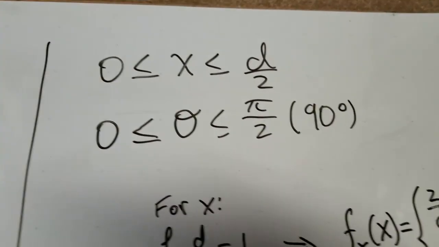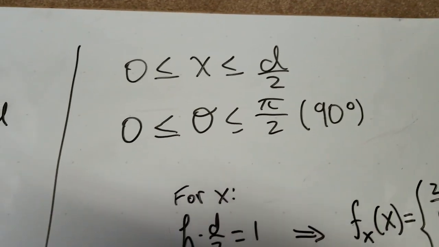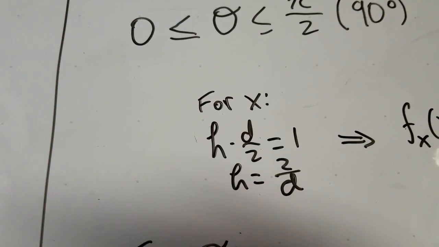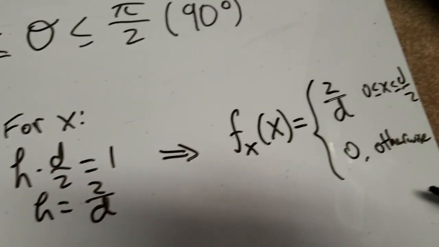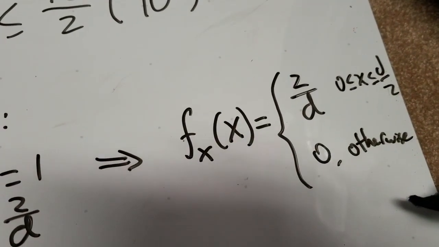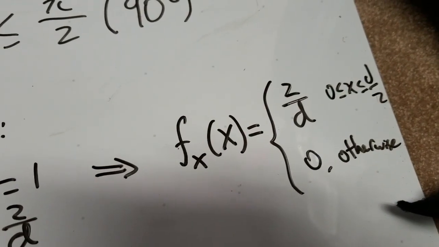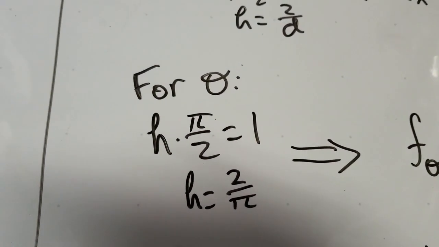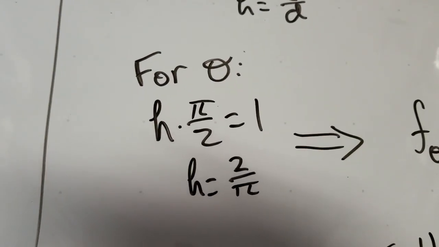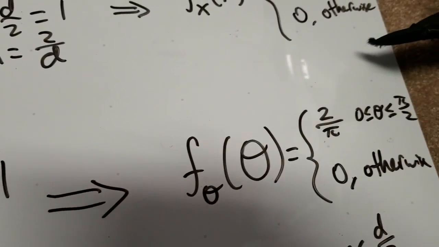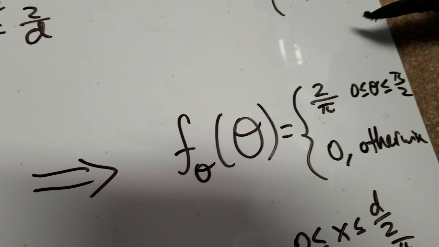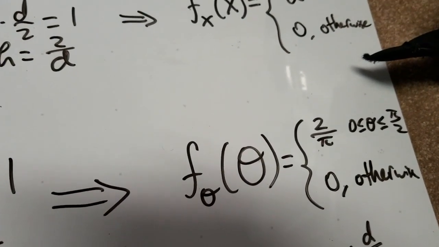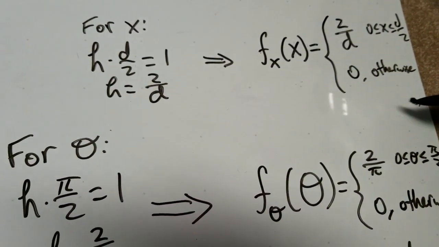And so in my example from the uniform PDF, we have to find h for both. So for x, we have h times d over 2 equals 1, therefore h equals 2 over d. So the PDF is 2 over d for where x exists and 0 otherwise. And then for theta, the same thing, pi over 2 times h equals 1, h equals 2 over pi. So f of theta is 2 over pi where theta exists and 0 otherwise.